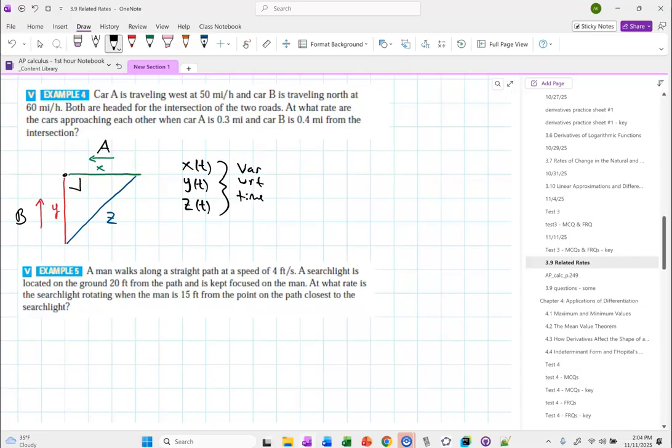Okay. What then is the 50 miles per hour and the 60 miles per hour? It's car A. It's 50. But symbolically, what are we going to call those? Velocities, and a velocity is a type of, starts with an R, type of rate. And how do we write variables that are rates? With a derivative. So how would I write car A is traveling west at 50 miles per hour as a derivative? Good.